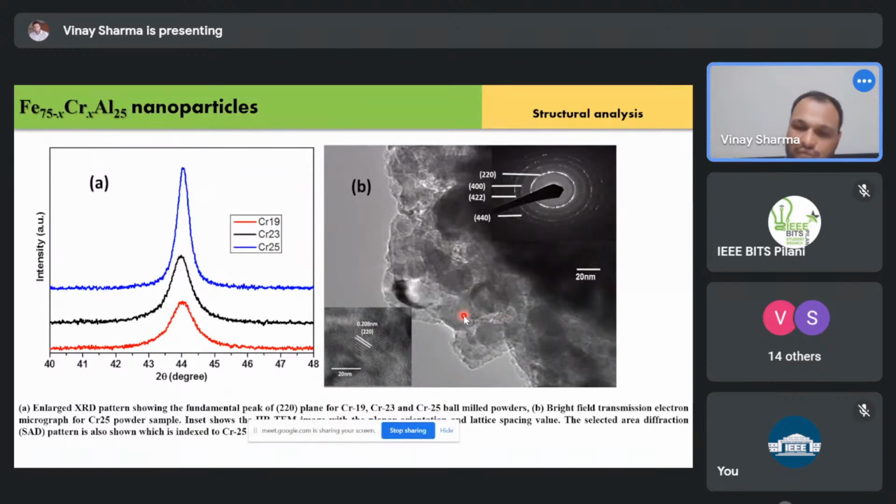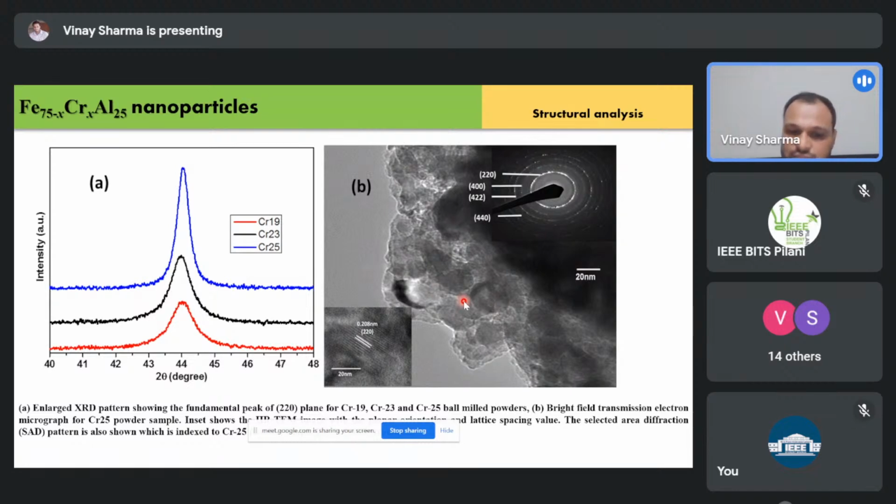Now we move from the micro size to the nano size. You can see these particles, the black ones here. These are spherical particles, and the size, you see the scale bar here, is around 20 nanometers. So up to 20 nanometers of particle size is there. But since we have made it through a physical method, ball milling, the particle size is not very uniform.